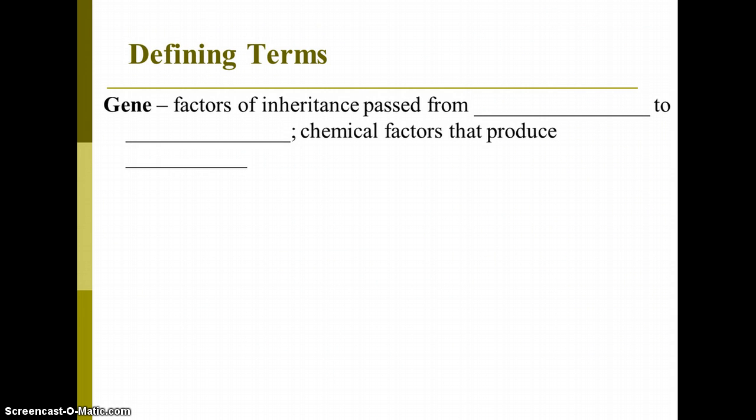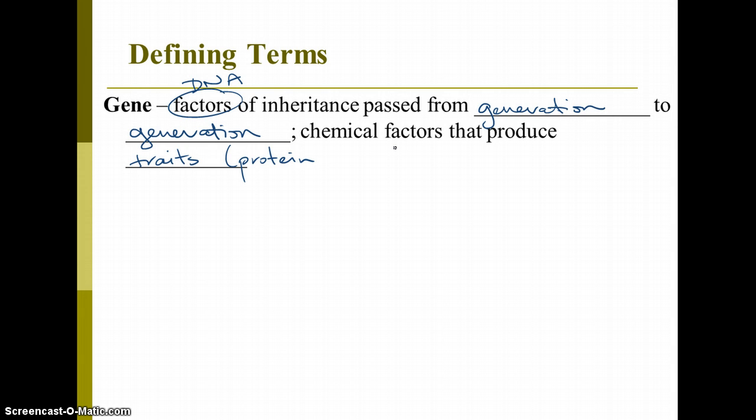So let's talk about some terms. So genes are factors of inheritance passed from one, get ready for this, generation. You see the word gene in there? From one generation to generation. These are chemical factors that produce traits. So Mendel called these things factors. What we know now is that this is the section of DNA that codes for a certain protein.